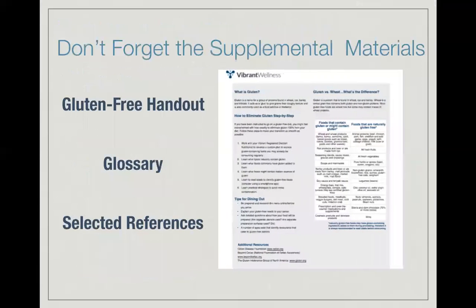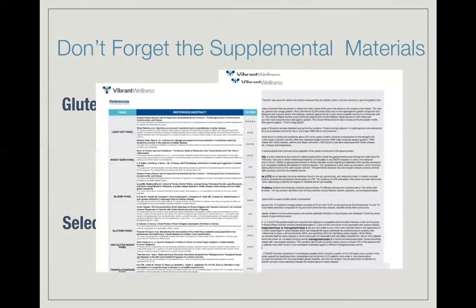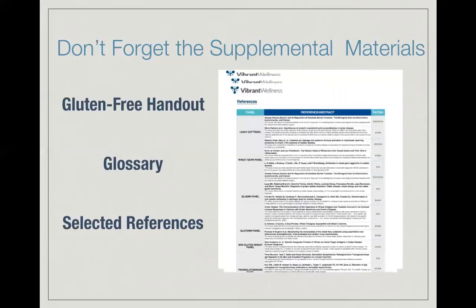Many of your questions about more detailed information can be found in the materials after the lab panels in the Wheat Zoomer. There is a simple and patient-friendly gluten-free handout that helps individuals get started on going gluten-free. There is also a glossary that you can refer to if you need a bit more clinical understanding of some of the terminology on the report. And finally, there are selected references at the end of the report that you can read at your leisure to better understand the clinical utility and implications of the biomarkers on the Wheat Zoomer.